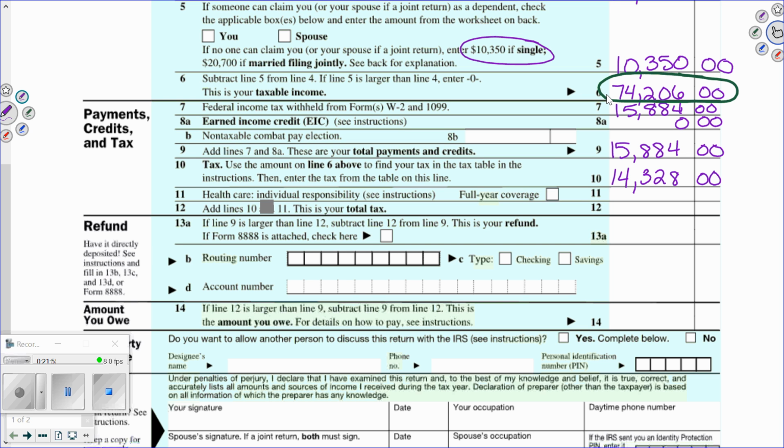All right, 11, healthcare, individual responsibility. Do we have anything about healthcare for her? Nope, we don't have anything for healthcare. That's not necessarily her healthcare though. She doesn't have any forms that she paid extra into any other healthcare. 12, add lines 10 and 11. This is your total tax. Okay, easy to add. 14,328.